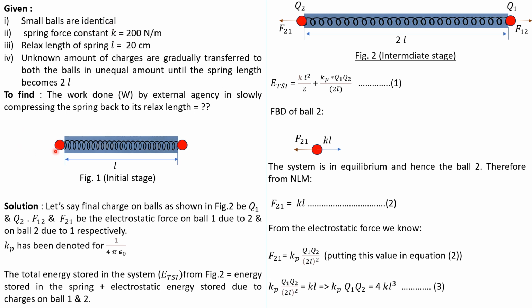Small balls are identical. Spring force constant K is equal to 200 Newton per meter. Relaxed length of the spring is small l equal to 20 centimeter. Unknown amount of charges are transferred on these two balls in unequal amount, meaning the charge on this ball is not equal to the charge on this ball.